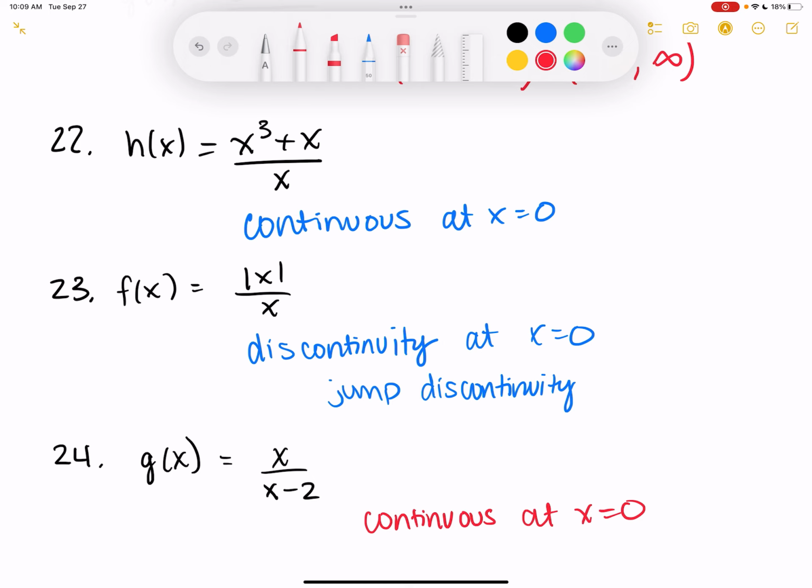Continuous at x equals 0 means that both x and y are 0? Well, I don't know. All right, we're just going to stop there for today, and then we'll pick it up tomorrow.